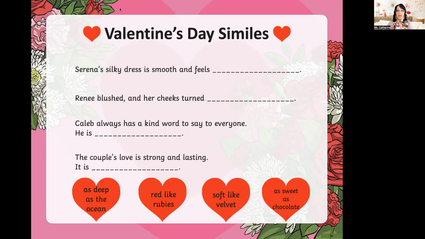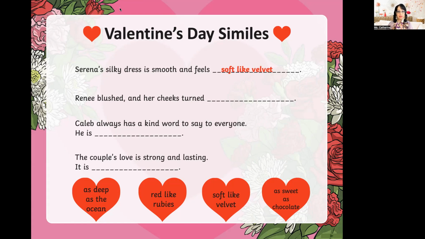Okay, now everyone loves similes. Remember, similes are what? That's right, we use like or as to compare one thing to another. Now the 4 answers could be on the bottom. Look at the hearts. As deep as the ocean, red like rubies, soft like velvet, as sweet as chocolate. The first one says, Serena's silky dress is smooth and feels. Which simile would we use? Serena's silky dress is smooth and feels soft like velvet.